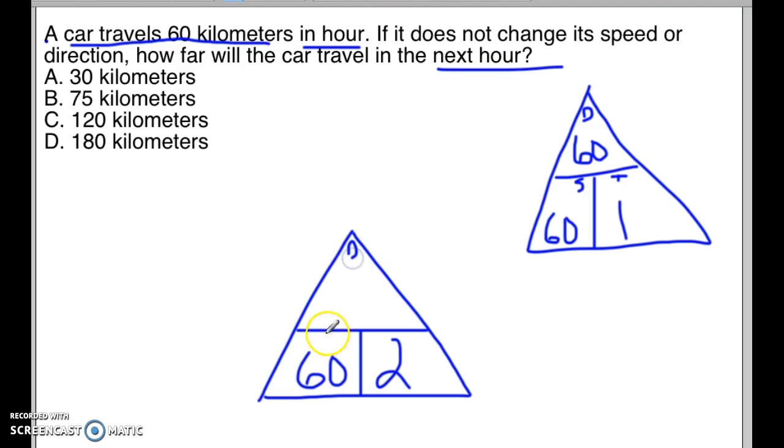Now in the DST triangle, when the numbers are beside each other, we multiply, and 60 times 2 is 120. And that answer is here. That is a fairly simple one, and hopefully you got that one worked out just as quick.